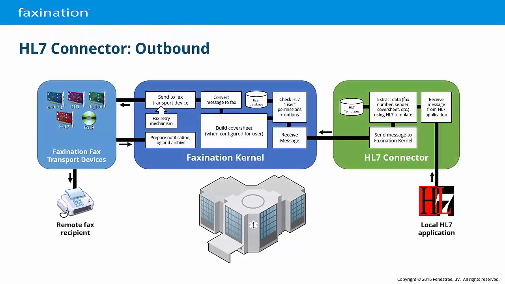HL7 Workflow Outbound. The Faxination HL7 connector receives a message from an HL7 application. The recipient address, sender, cover sheet, and other Faxination message fields are parsed from the HL7 data using the associated template. The message and the parsed information are passed to the Faxination kernel, which then processes the outbound fax the same as it would for any outbound Faxination host, including notifications, logging, and archiving.